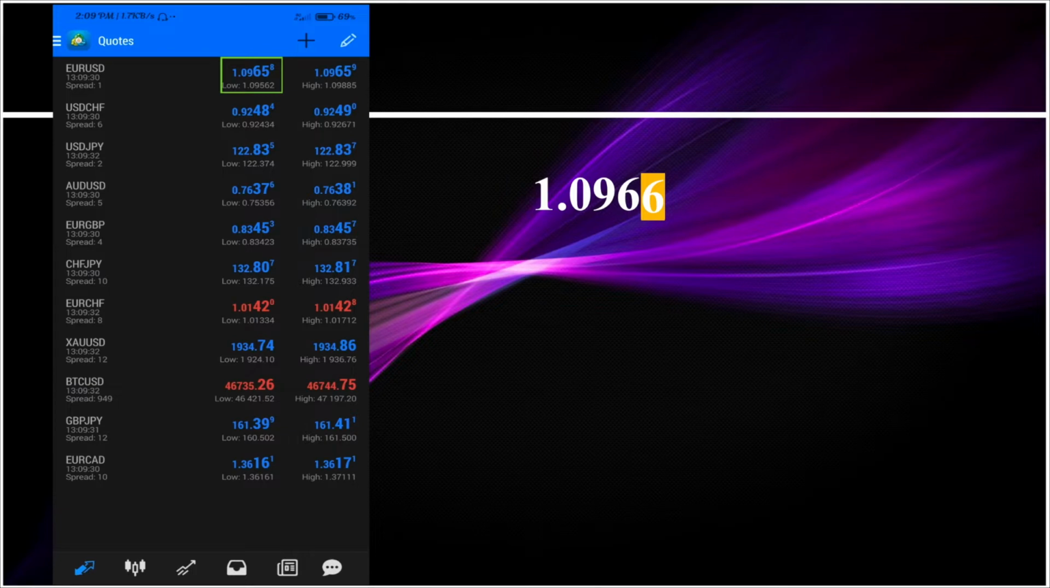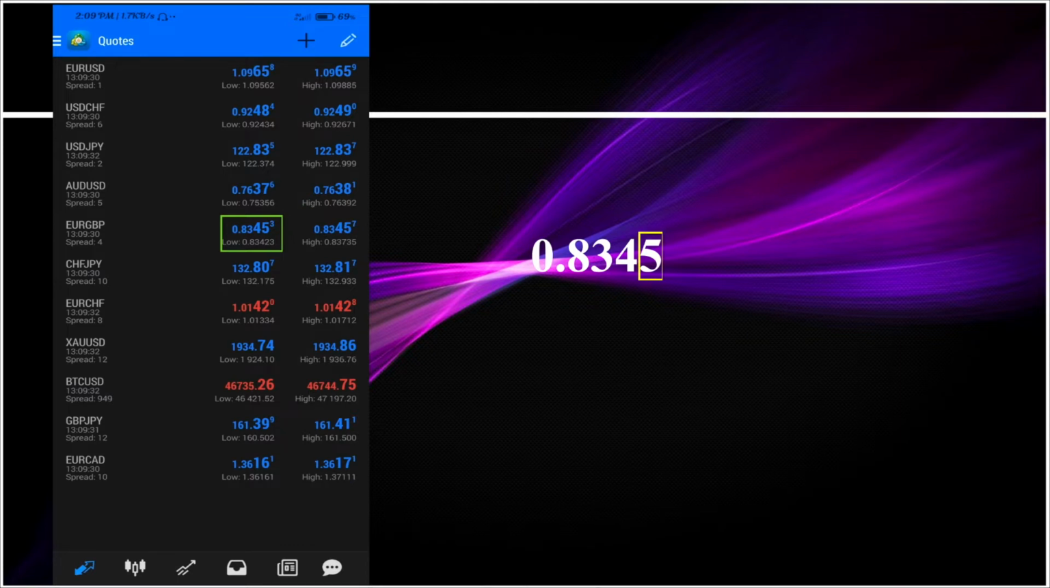So let's continue with other examples. The next one is Euro GBP and the value is 0.8345. Like I said, we'll start calculation from the fourth number after the decimal point. In this scenario, 5 is still the fourth number after the decimal point. If Euro GBP should make a move of 10 pips, if you add 10 pips to this number, you will get a new value of 0.8355, because Euro GBP made a move of 10 pips.